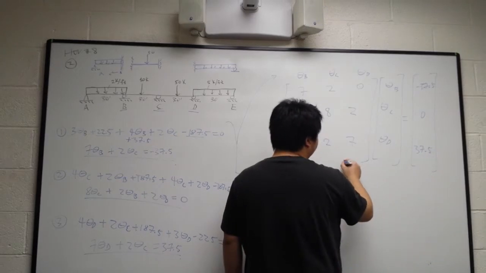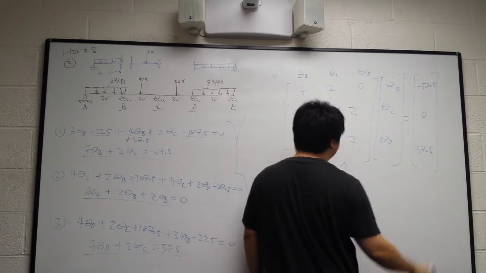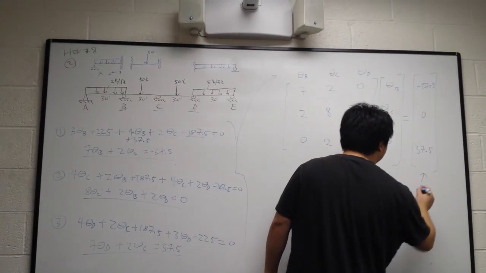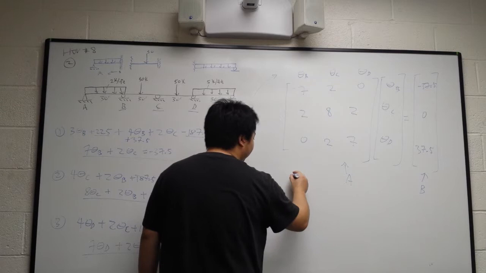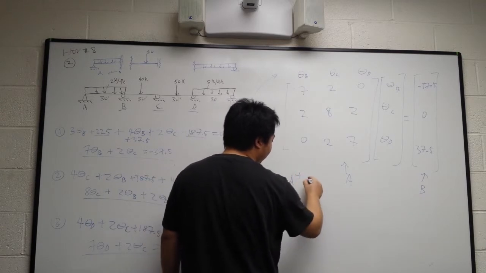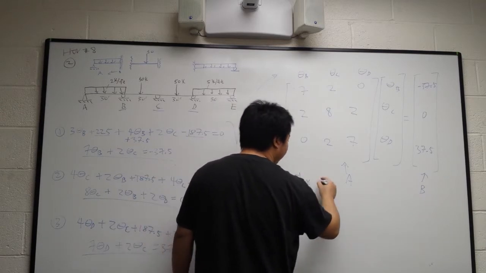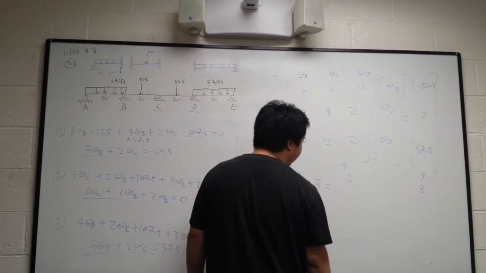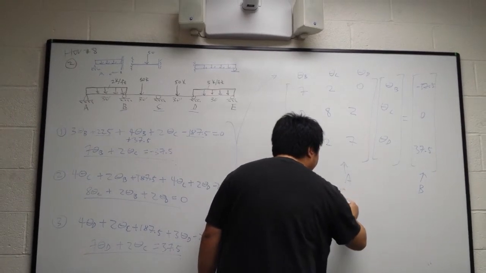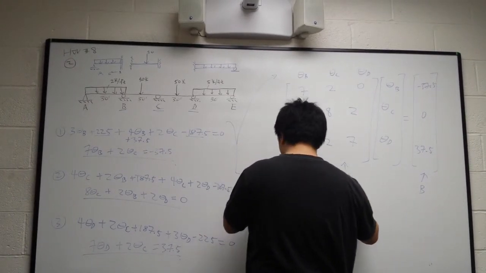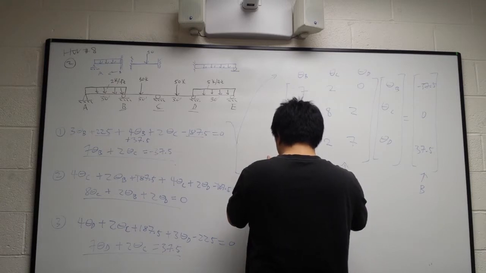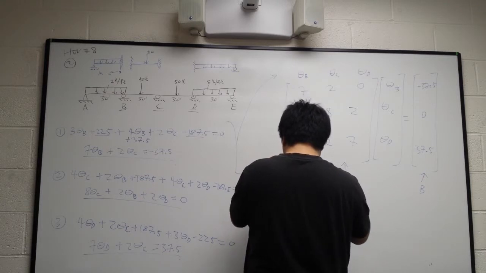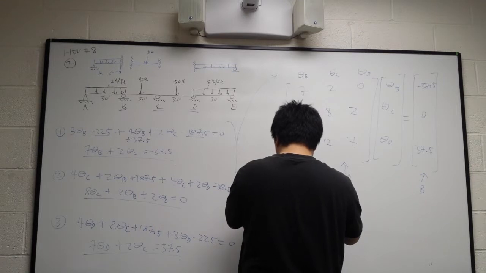So this is your A, this is your B. So you're going to have A inverse times B. So you're going to get, you're going to have, it's cut off.